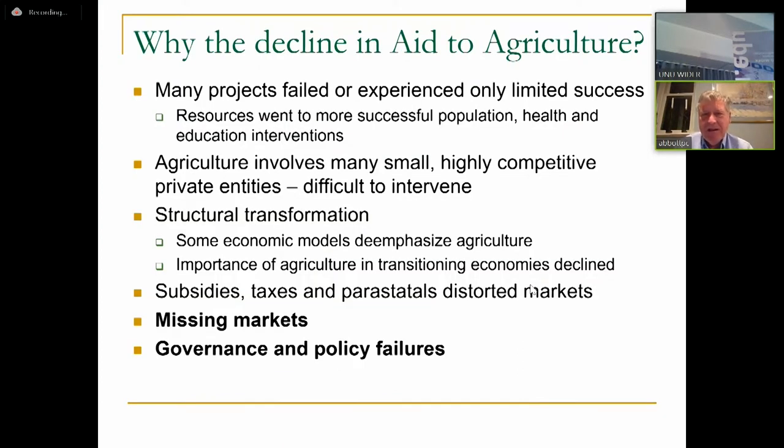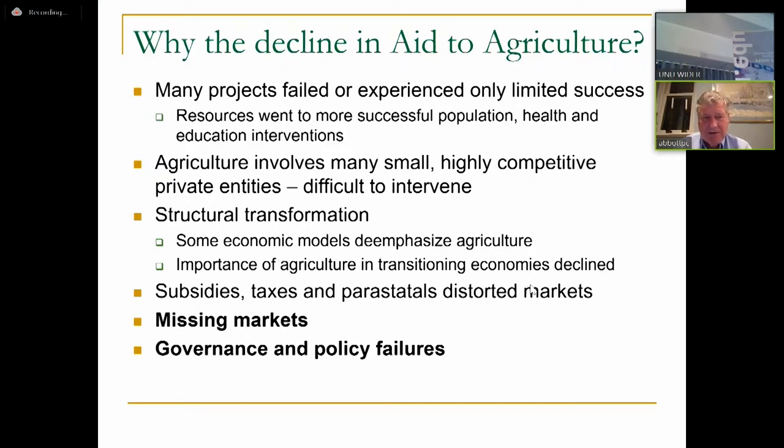Why did this happen? What was the decline in aid to agriculture the result of? I think it's fair to say that many projects either failed or experienced only limited success over much of this history. Resources as a result went to more successful population health and education interventions. Some believe this is because agriculture involves many small, highly competitive private entities, and it's quite difficult to intervene to improve the lot of those entities and to reach all of the actors that might be involved. It's a lot easier to build a school or to build a health center in a village than to reach lots of farmers living in dispersed areas.